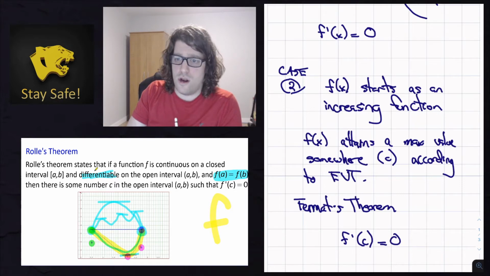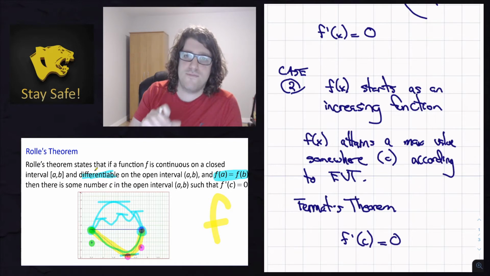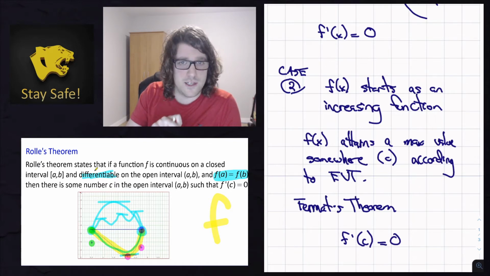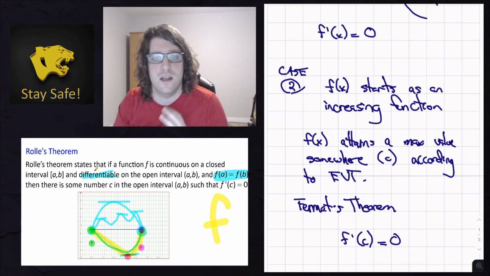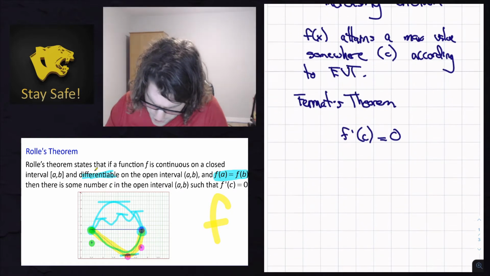In order for that maximum to exist, Fermat's theorem would say that there has to either be a slope of 0 or a slope that does not exist. But since the slope has to exist, the slope has to be 0, and therefore Rolle's theorem is safe if we start with an increasing function.